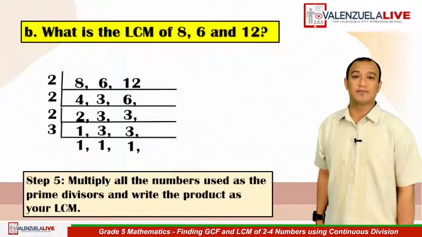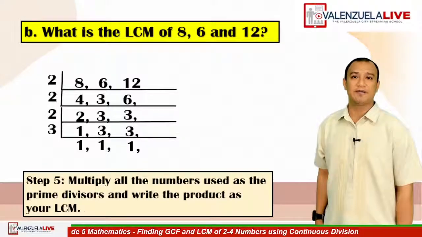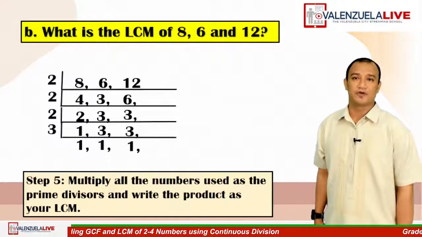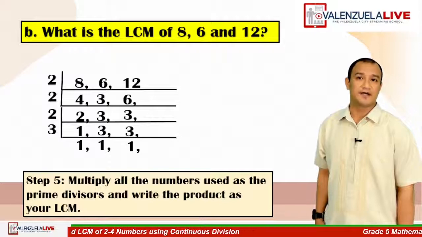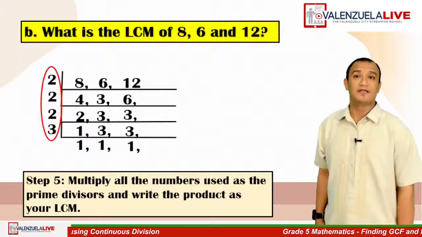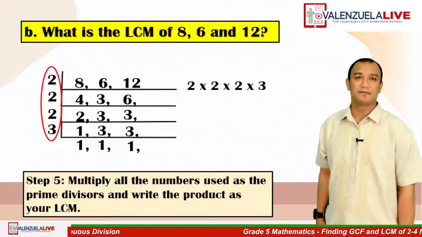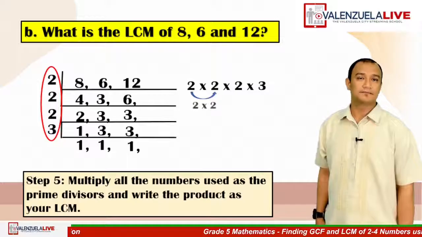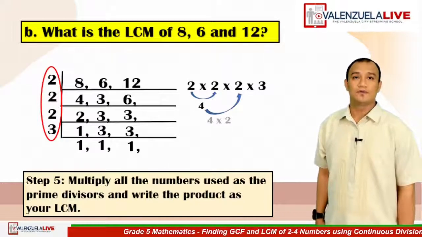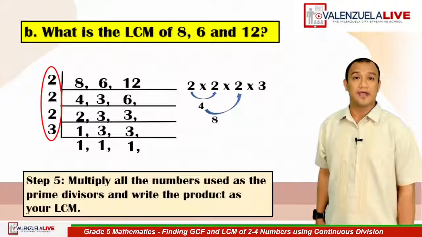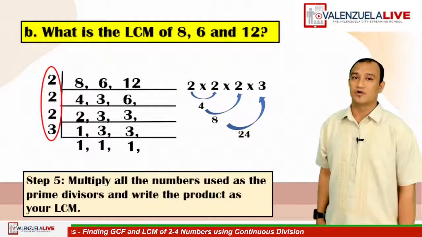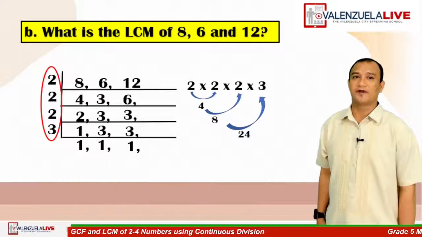Multiply all the numbers used as the prime divisors and write the product as your LCM. So here, our prime divisors are 2, 2, 2, and 3. So let's multiply them. 2 times 2 is 4. 4 times 2 is 8. And 8 times 3 is 24. So our LCM is 24.